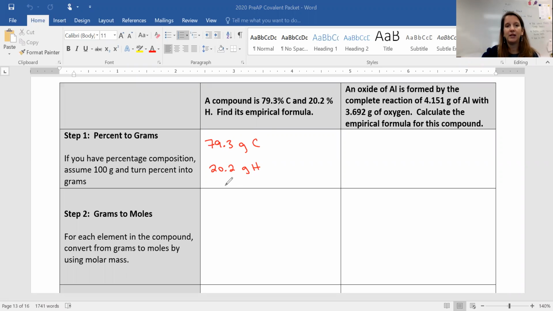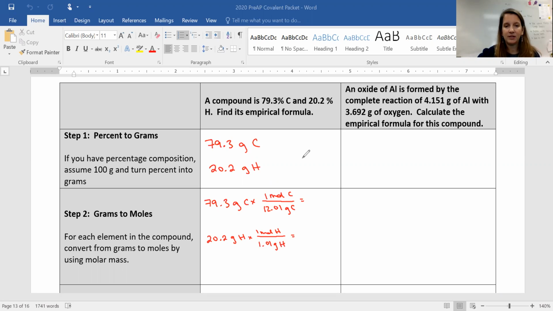So then the next step would be to go from grams to moles. And we already know how to do that because we would take the molar mass, use that to convert between grams and moles. So we would divide by the molar mass for each of our substances. 20.2 grams of hydrogen. We're going to put 1.01 grams of hydrogen down here. 1 mole of hydrogen up here. Okay, so we would have 79.3 divided by 12.01.